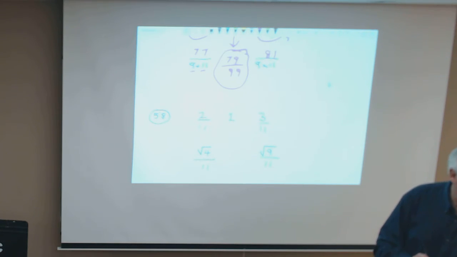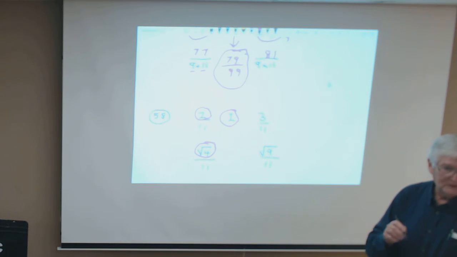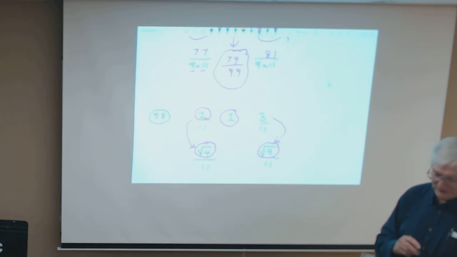Now, look at 58. Find an irrational number between 2/11 and 3/11. Well, watch. 2/11 would be the square root of 4 over 11, right? 2 is the square root of 4. And the square root of 9 would be the same as 3. Everybody follow what's going on? Why am I wanting these radicals? I want an irrational number.